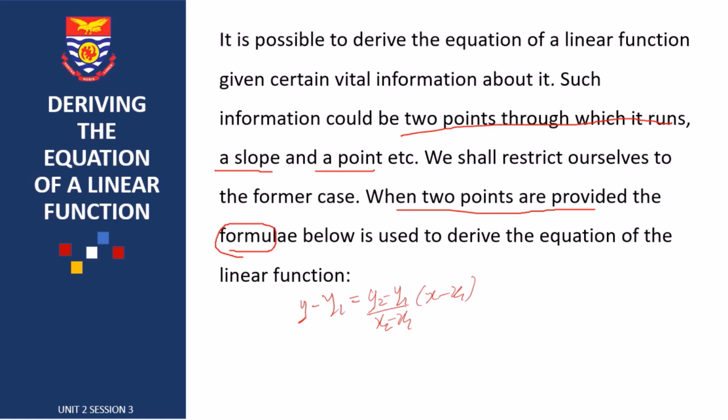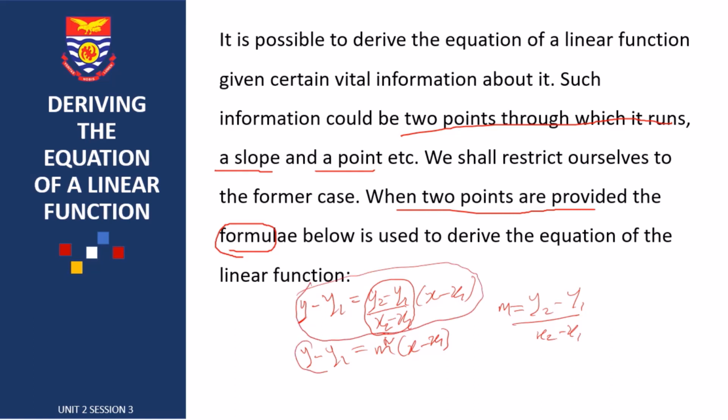Now, this can be written in a different way. I can write it as y minus y1 equal to m times x minus x1, whereby this thing we have here is the m. Remember, the slope m, or the gradient, is given by y2 minus y1 divided by x2 minus x1. I can write this big formula as y minus y1 equal to m, bracket open, x minus x1.